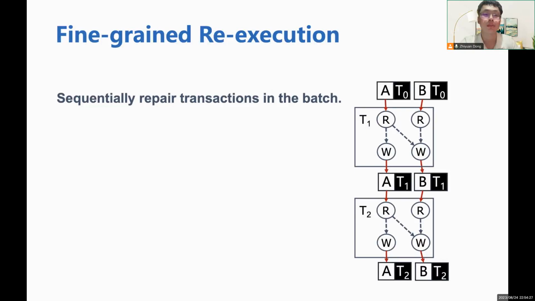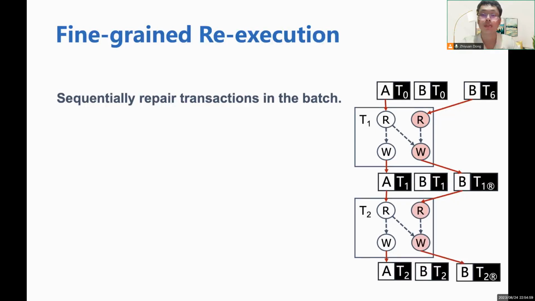Let's consider an example where T1 reads a stale version of tuple B, resulting in failed validation. The storage node sends back the up-to-date version written by T6 and triggers the repair process. The database node then executes the affected read and write operations of T1, generating a new version of tuple B. To differentiate the new version from the original version written by T1, HighCrunch marks the tuples as repaired. Then a similar re-execution process is performed for T2.